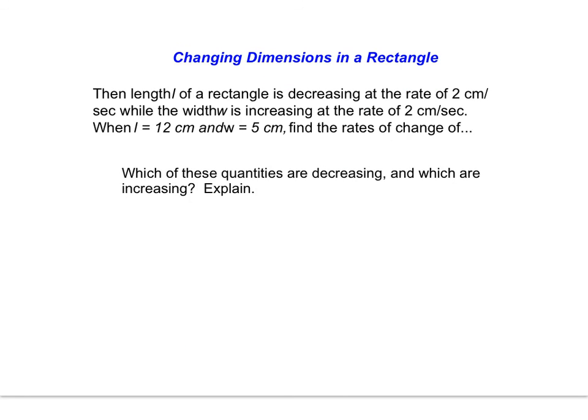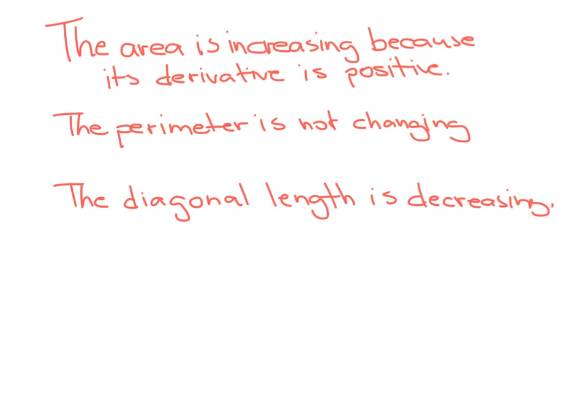Last of all, which of these quantities are decreasing and which are increasing? The area is increasing because its derivative is positive. The perimeter is not changing because it has a value of 0. And the diagonal length is decreasing.